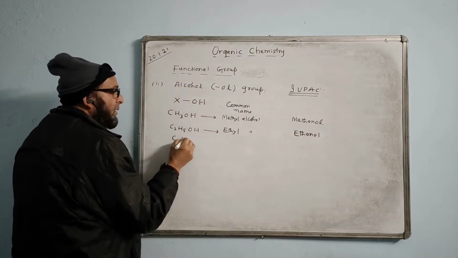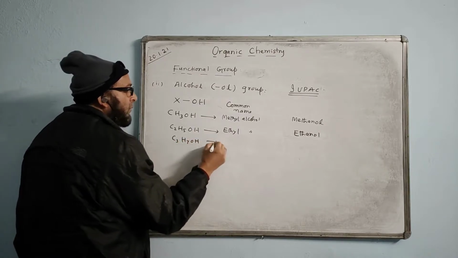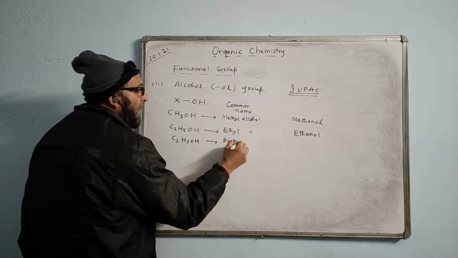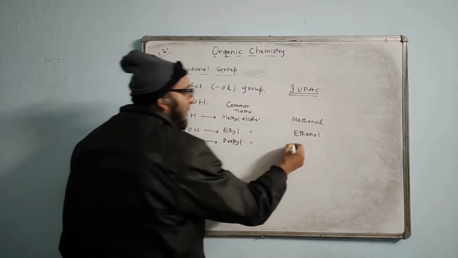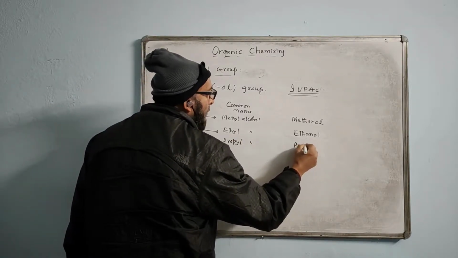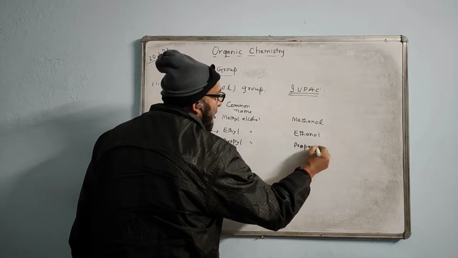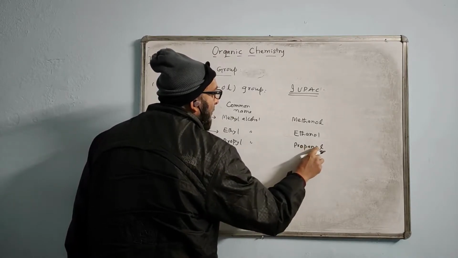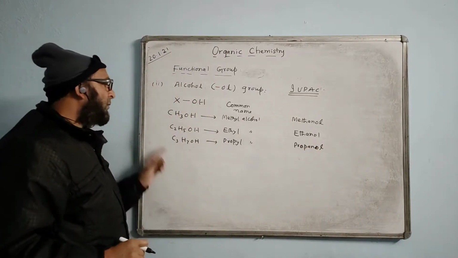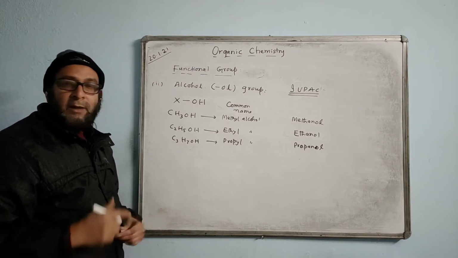The next member is C3H7OH. We call it propyl alcohol, and here we call it propanol. It continues like this: butanol, pentanol, hexanol, and so on.